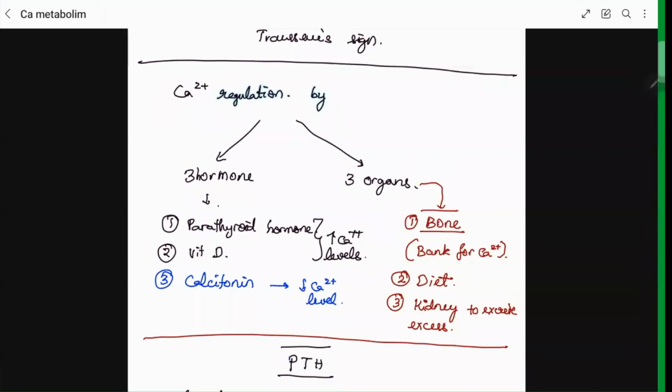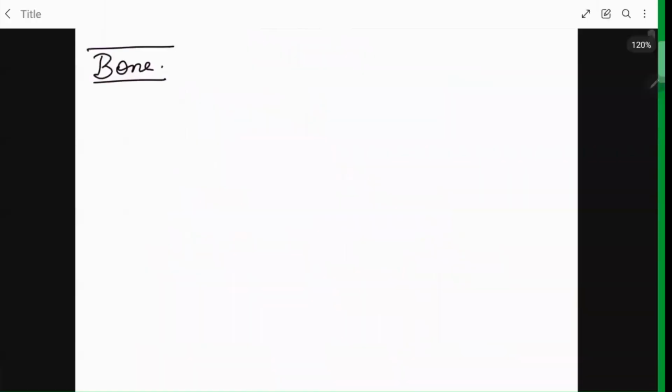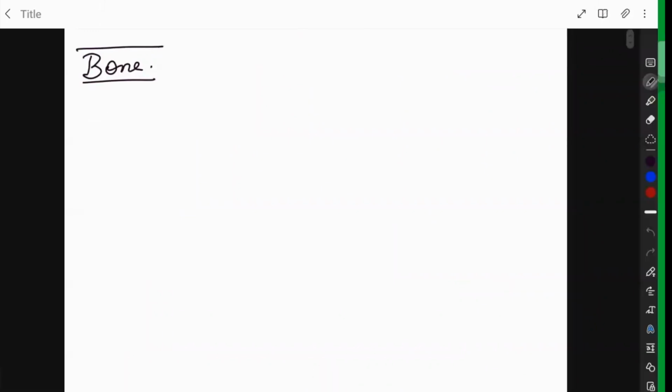Now, moving back to the important discussion, your bone. We started this topic with the bone, isn't it? So what is this bone? Almost, if you total the bone in a human body, it contains approximately 1100 gram of calcium. Of this, 99% of your calcium resides in the bone.